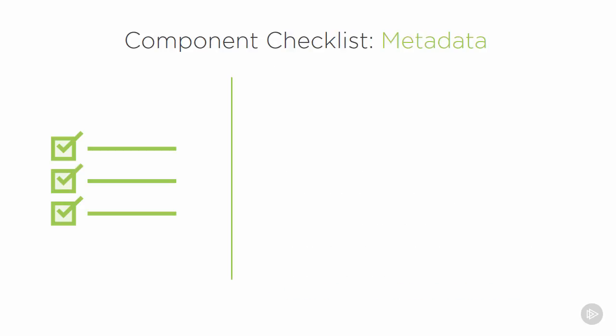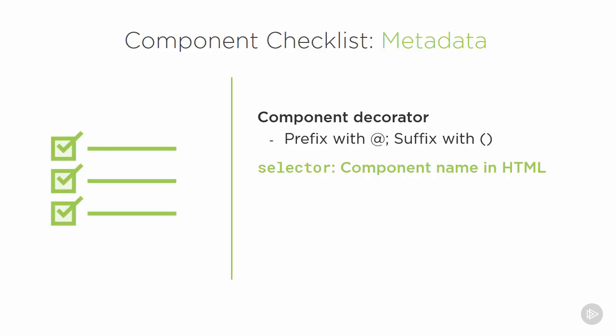How do we define the metadata for our component? If you said a component decorator, you are right. A class is not a component unless it has a component decorator. Be sure to prefix the decorator with an @. Since a decorator is a function, add parentheses and pass in the appropriate object properties. Use the selector property to define the name of the component when used as a directive in HTML. Be sure to prefix the selector for clarity.